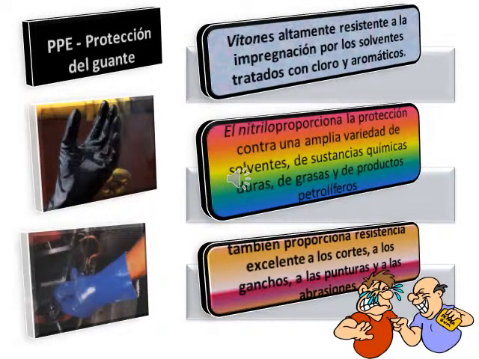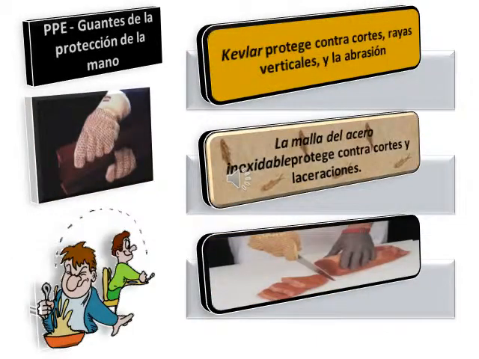Viton is highly resistant to permeation by chlorinated and aromatic solvents. Nitrile provides protection against a wide variety of solvents, harsh chemicals, fats, and petroleum products, and also provides excellent resistance to cuts, snags, punctures, and abrasions. Kevlar protects against cuts, slashes, and abrasions. Stainless steel mesh protects against cuts and lacerations.